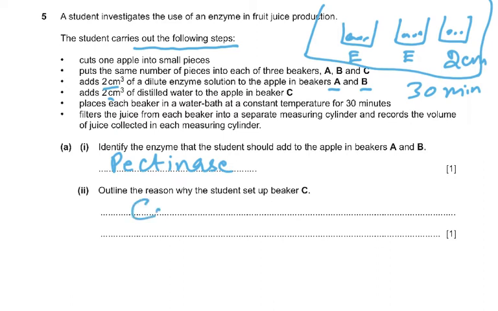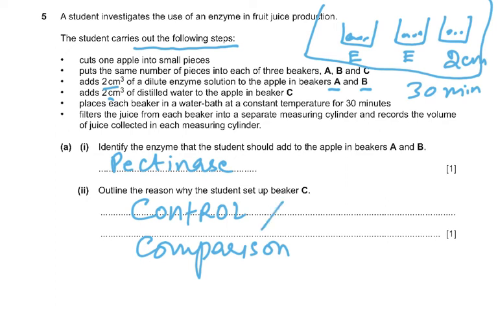Why? Because it's a control. And why do you set up controls? You set them up for comparison. To say, okay, did the enzyme make a difference, or was it just like that? Or how do you control it? How do you prove that the enzyme worked and then the enzyme did not work? So that's called a control. And basically the control is for comparison. The reason for a control is comparison.